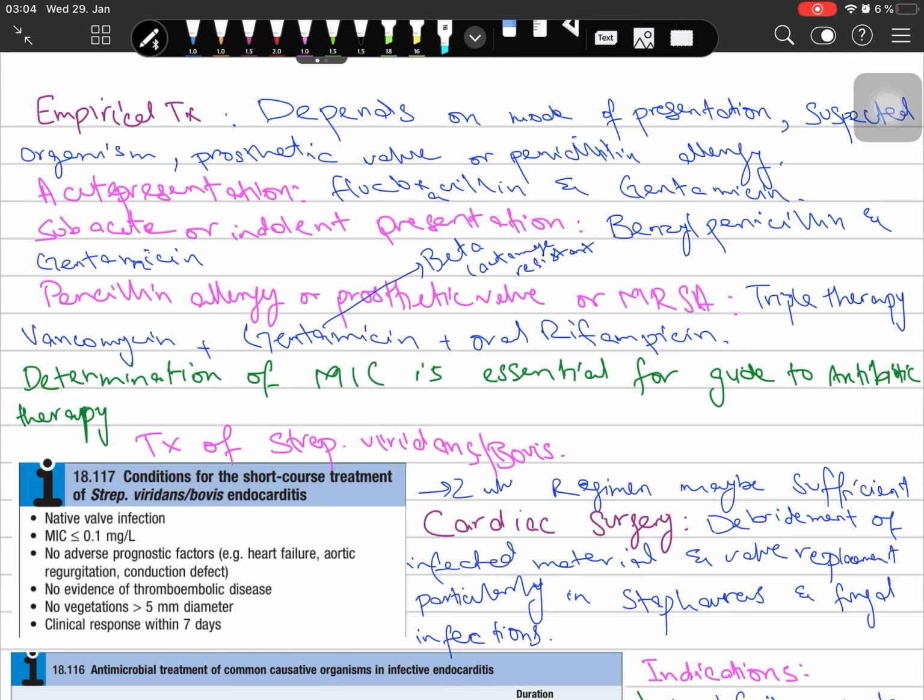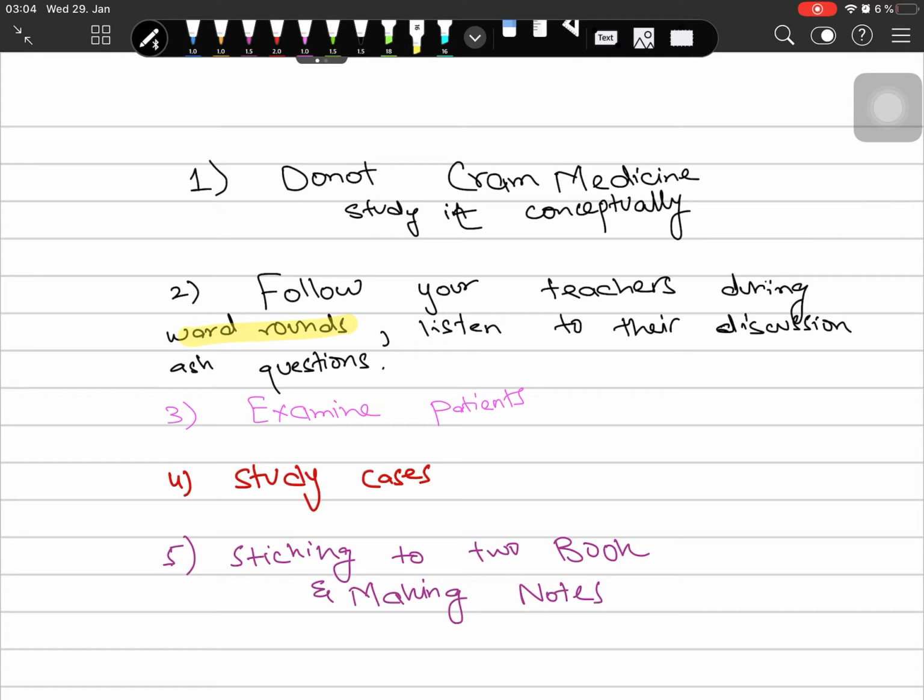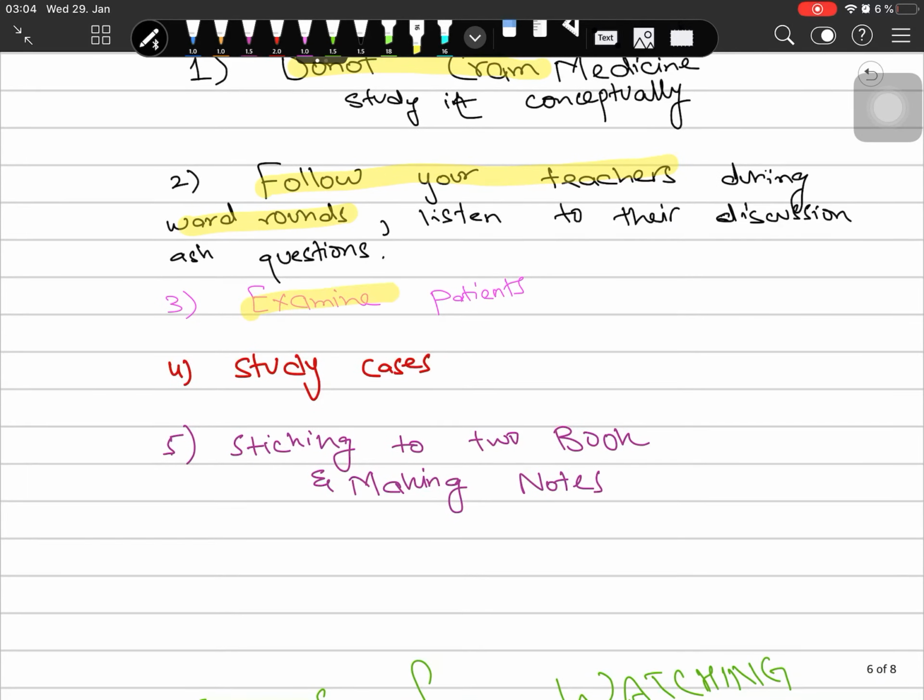So let's revise those 5 points about studying medicine. Okay, here they are. The most important point I told you is, do not cram, study conceptually. Then the second point is, you should follow your teachers during ward rounds. Listen to the discussions. Do ask questions. Don't be shy. This is your last chance of asking questions, because when you become doctors, you can't ask questions that easily. When you're students, they treat you like students, but when you are doctors, you're their colleagues.